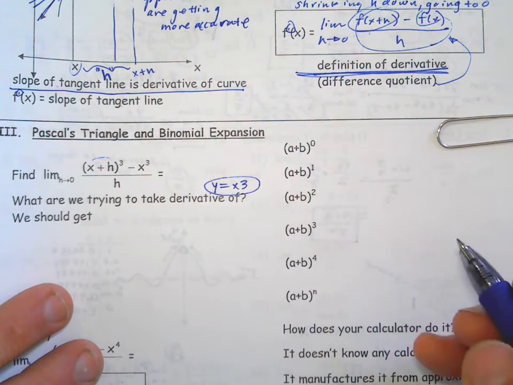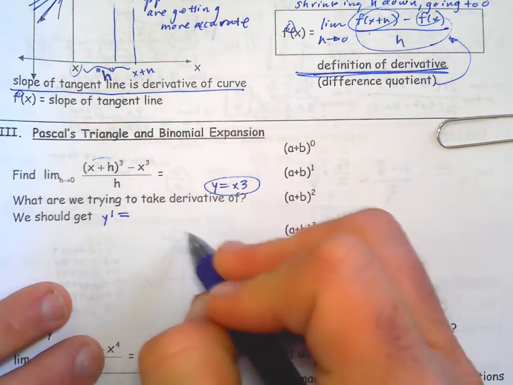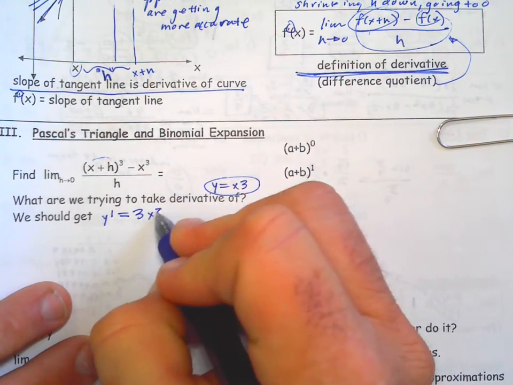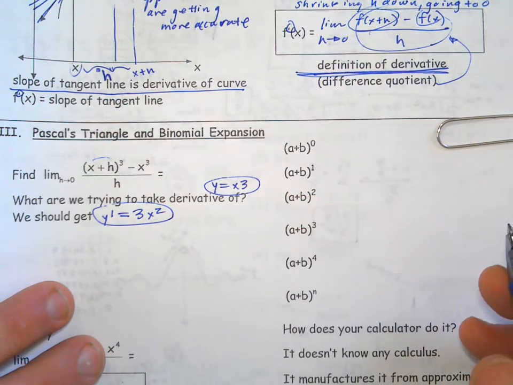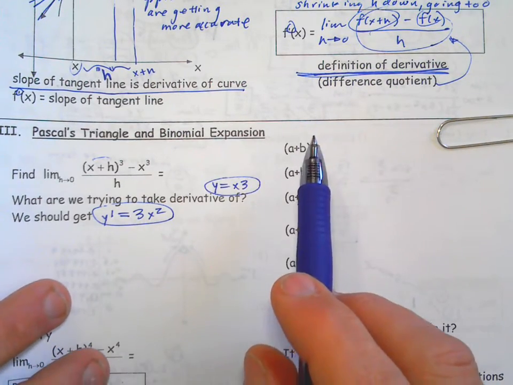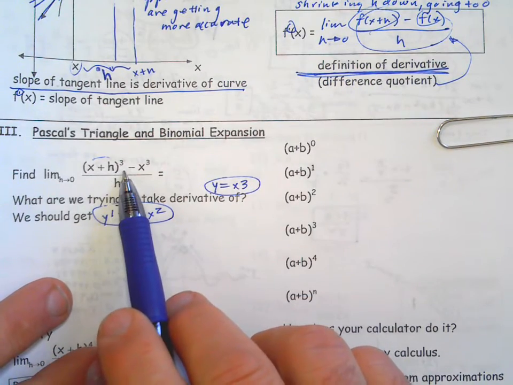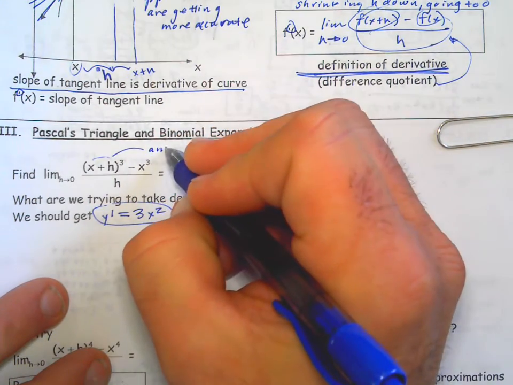And so what should we get? We already know the rule. We've memorized this rule, the power rule. What's the derivative? It should be 3x squared when we're done, right? I mean, this is what we should get. So we already know what the answer is, but we're going to see if we can use this definition to get that answer. Now, x plus h to the third power, man, that's going to be annoying to expand.